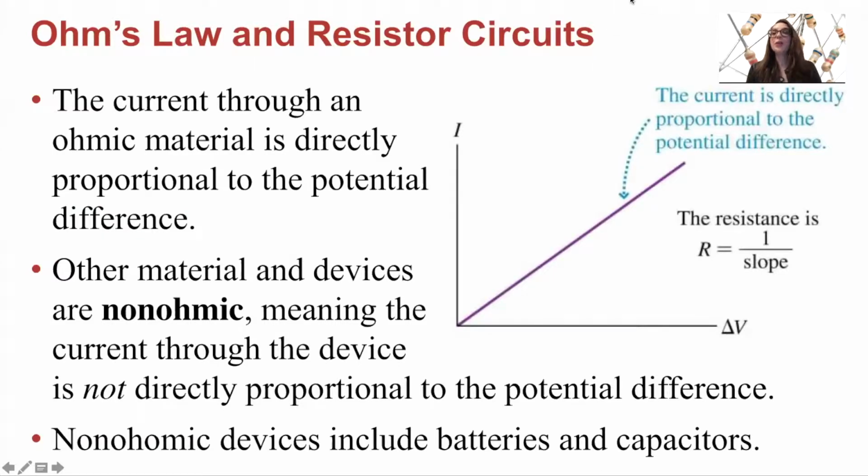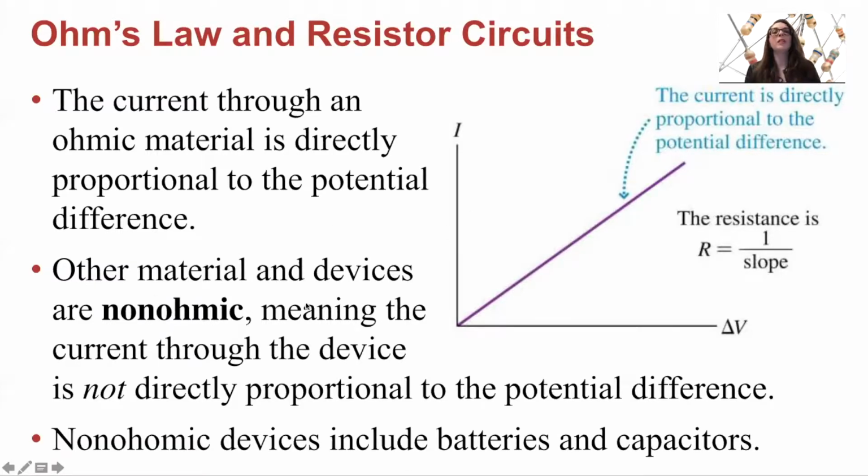Now, the current through an ohmic material is directly proportional to the potential difference. So that was the first equation you saw on the previous slide. Now, this is a graph that represents that same thing. Here we have the current on one axis, and we have the potential difference on the other. And we see that if the current is directly proportional to the potential difference, then we get a straight line here. And the resistance is the slope, or the resistance is 1 over the slope of this line here.